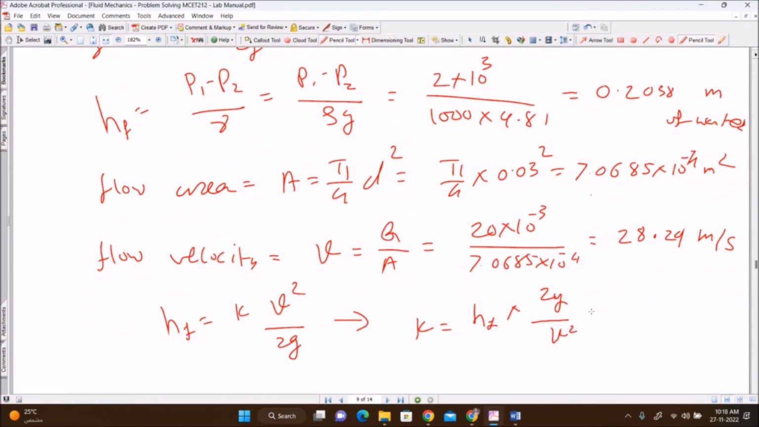times 2G by V square. HF is 0.2038, into 2 into 9.81, divided by V, which is 28.29 square. So the K factor for the gate wall is 0.004991. This is the K factor.